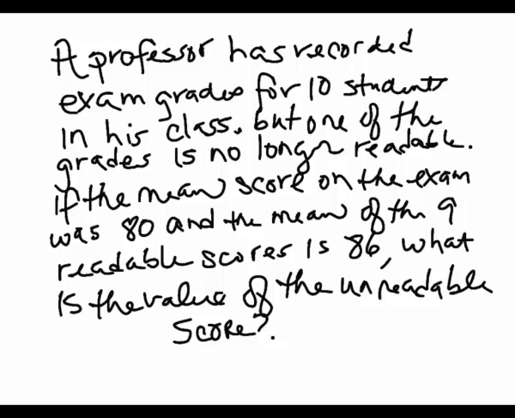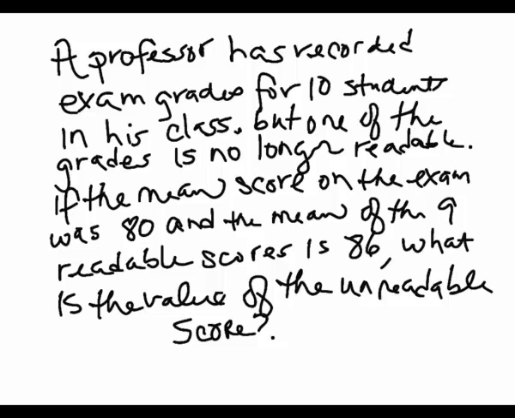It happens to me all the time when I'm physically grading, because I put a number on it so fast, and then I'm like, what was that number? Was it 82? Was it 83? Like, I couldn't read my own handwriting. Imagine that. Okay, so how are we going to figure this out?